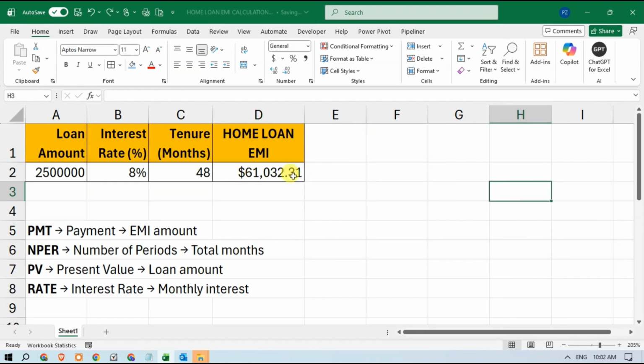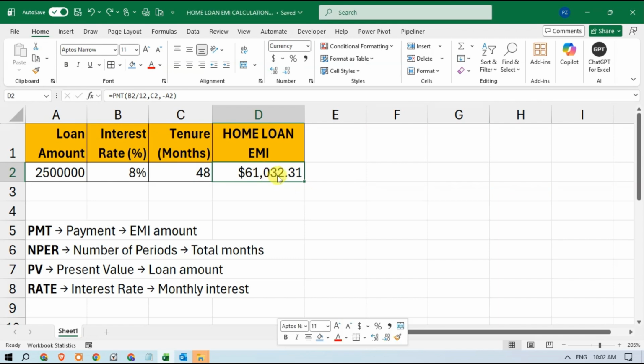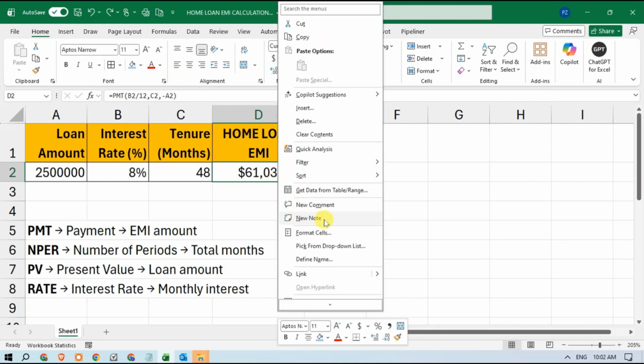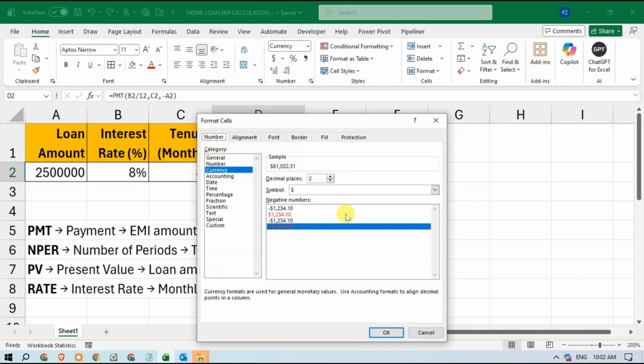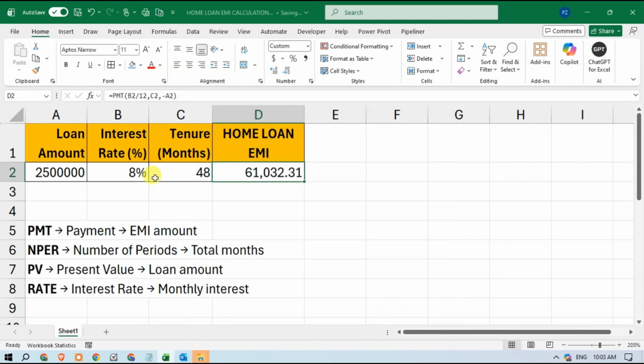So after that, I remove this dollar sign. Select the cell, right click on the mouse and click on Format Cells. And here in currency, you can see the symbol is dollar. Click on this drop down arrow and select None, and click on OK, and that's it. So this is a way you can calculate home loan EMI. Hope you understood.